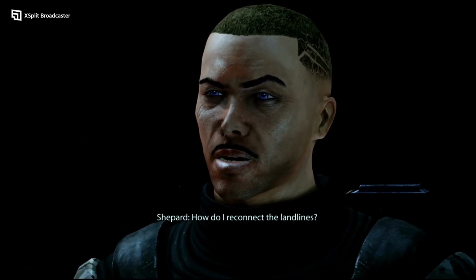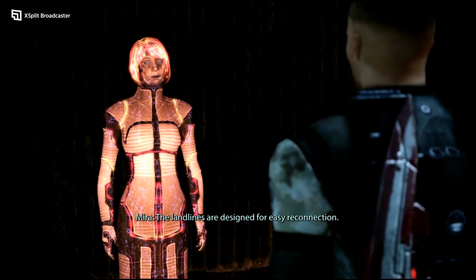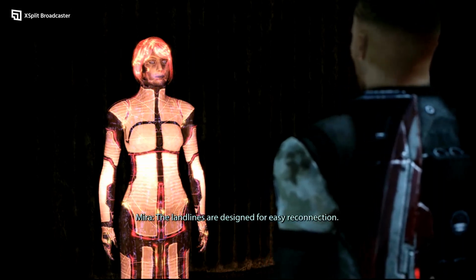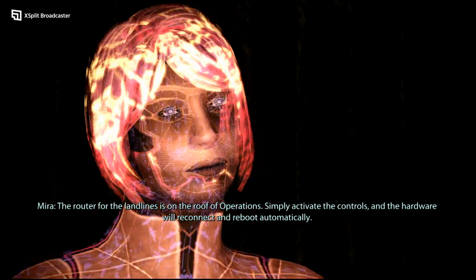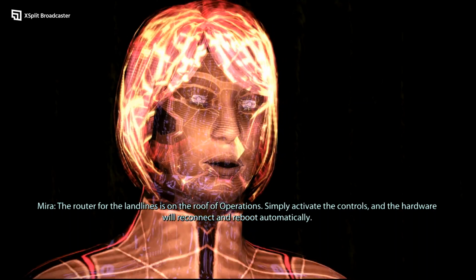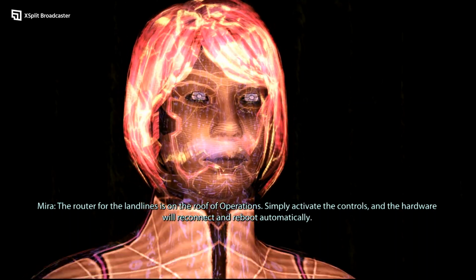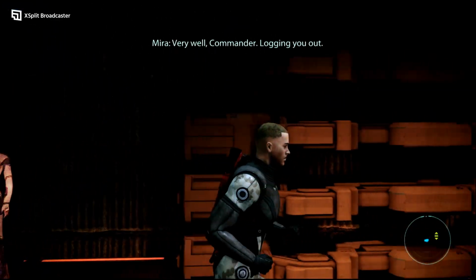How do I reconnect the landlines? The landlines are designed for easy reconnection. The router for the landlines is on the roof of operations. Simply activate the controls and the hardware will reconnect and reboot automatically. That's all I need right now. Very well, Commander. Logging you out.